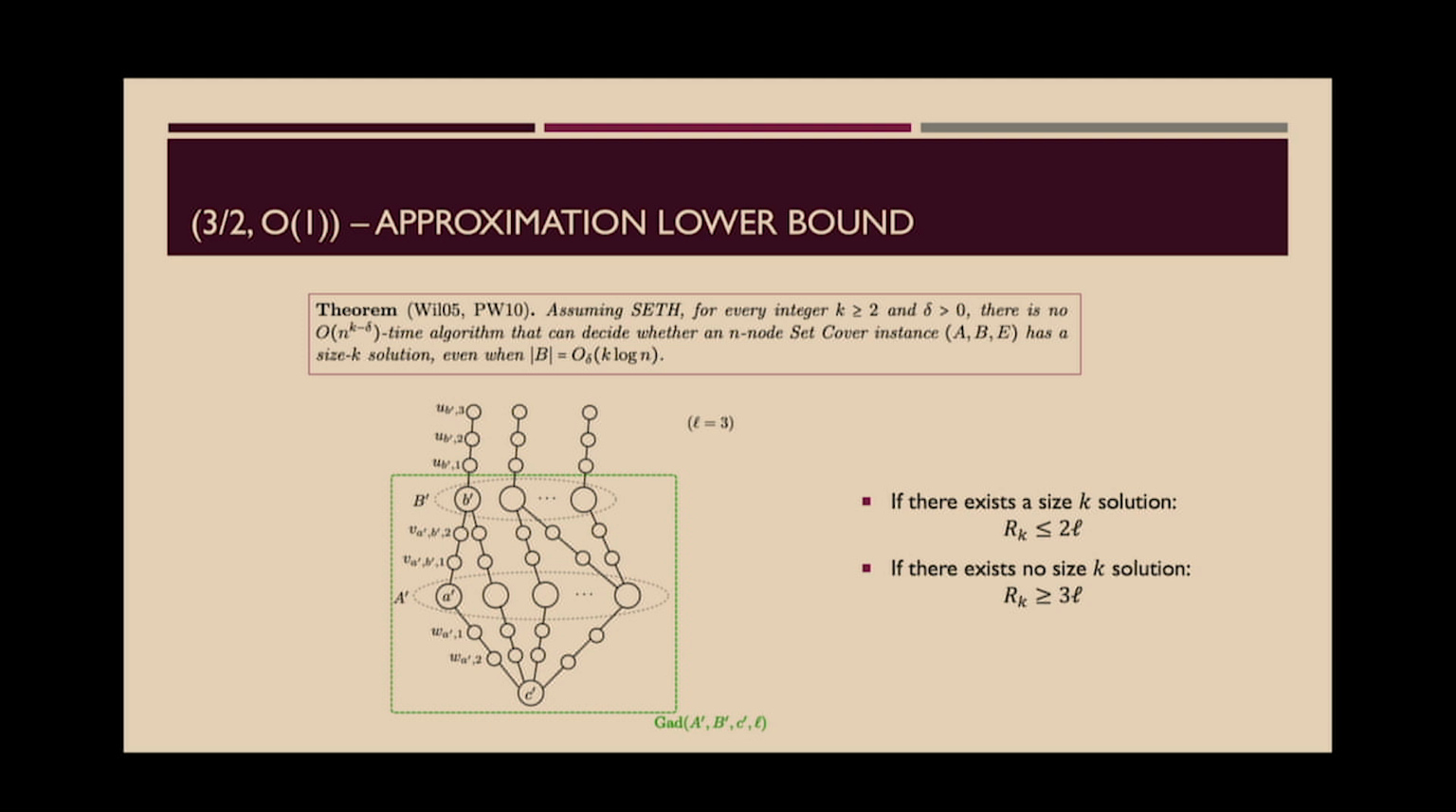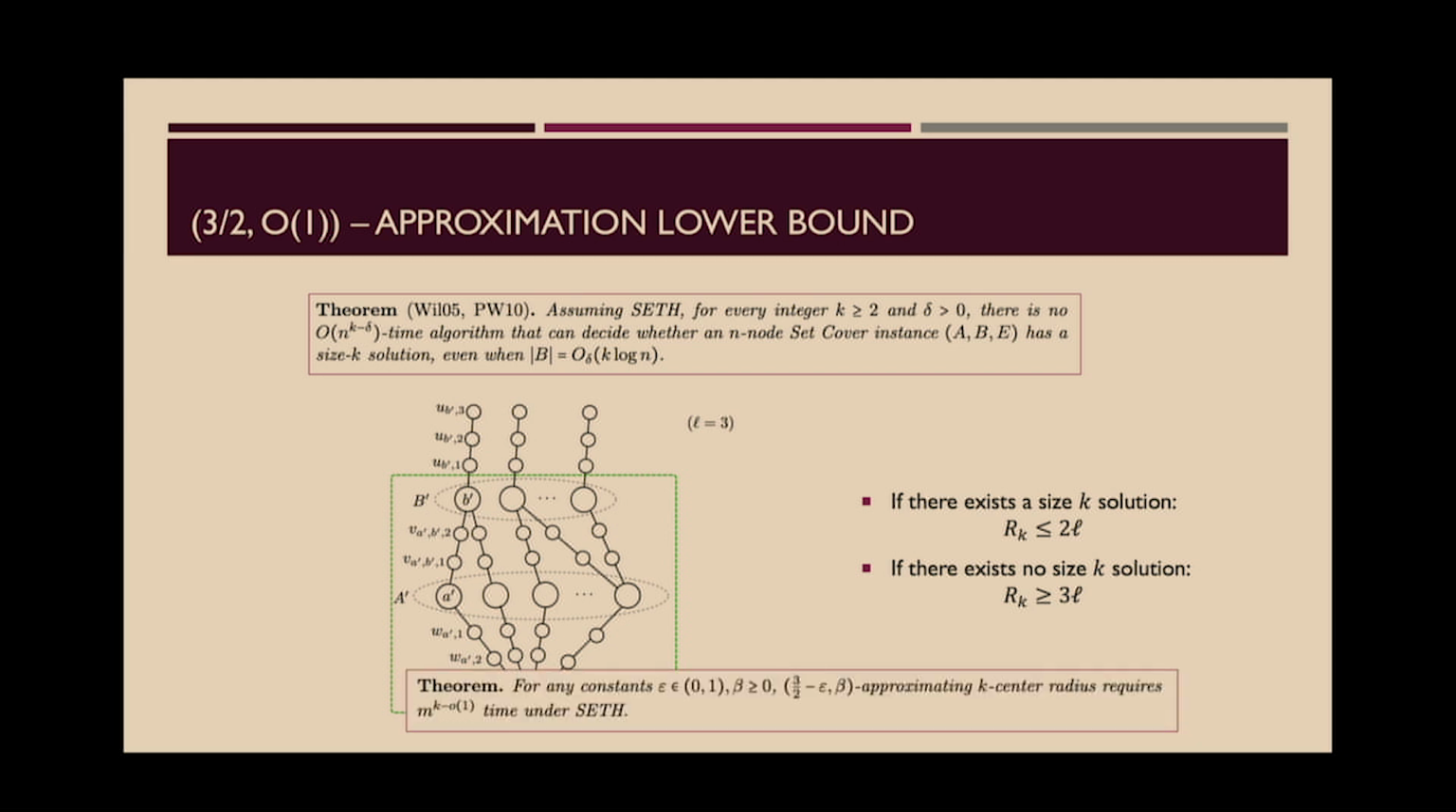So that can't be this point C. It has to be something else in the graph. We can basically show that the point in A that we projected it to will have to be a neighbor of the point in B that this tail originated from. So a K-center solution with radius strictly less than 3L corresponds to a solution to set cover of size K.